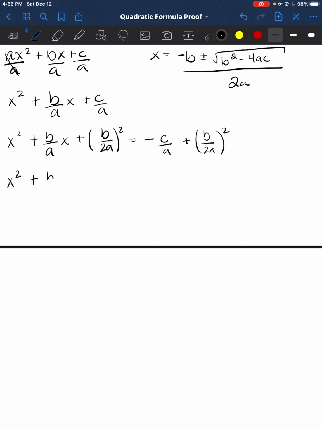So we get x squared plus b over a x plus b squared over 4a squared is equal to negative c over a plus b squared over 4a squared. Pretty simple, okay? So, this is where we get to the tricky, fun part.